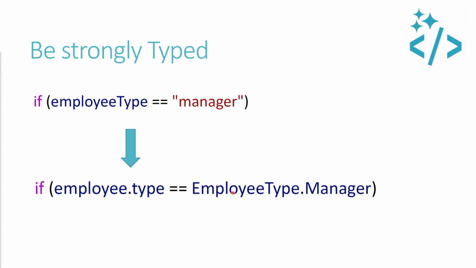So it's much better to have, for example, an enum where we have this employee type manager, and this way we are strongly typed. And if something changes, then we get compile time errors.